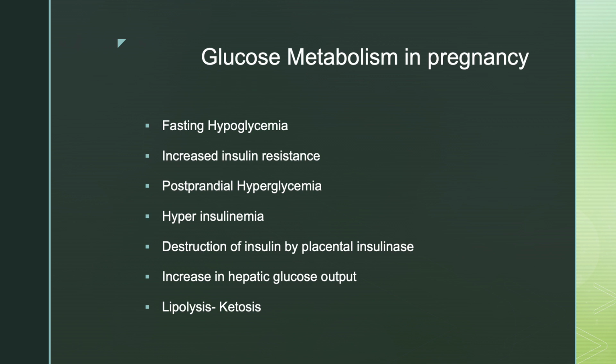So as the mother cannot utilize glucose, she has to depend on fat for her energy requirement, resulting in lipolysis and release of ketone bodies. This may make her prone to ketoacidosis. So in short, pregnancy is said to be a diabetogenic state and the mother is in an accelerated starvation state.